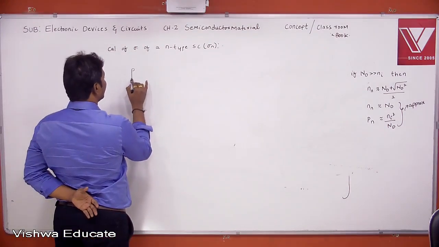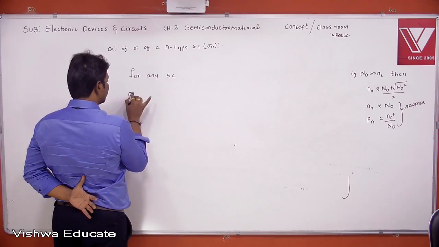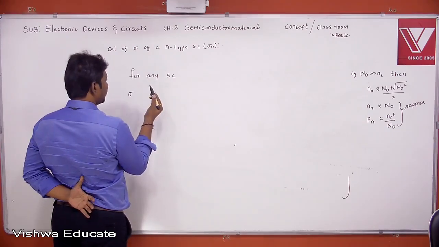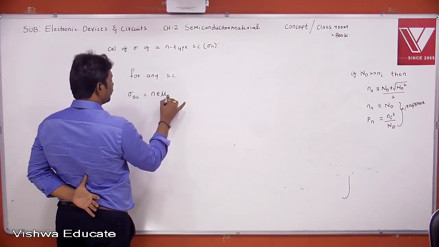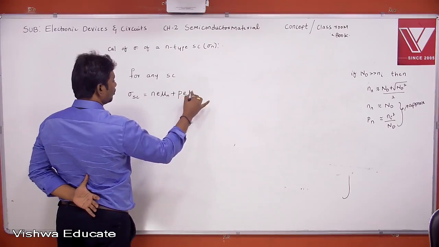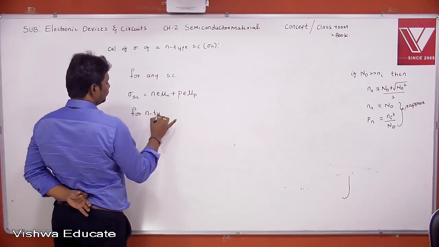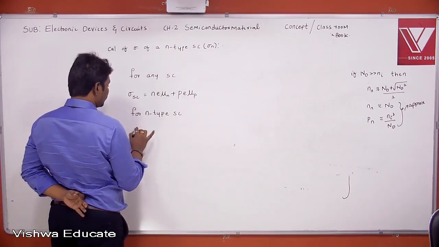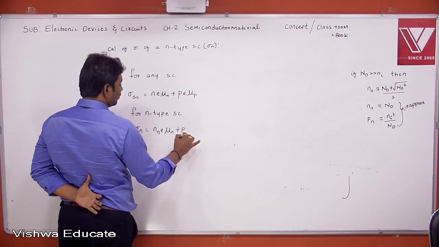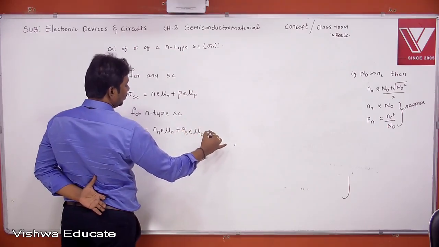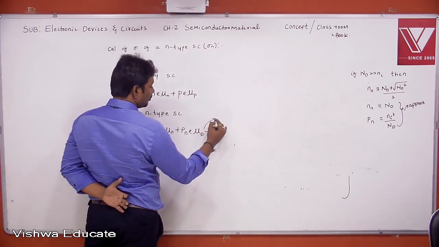First, I can define it for any semiconductor, which may be intrinsic or extrinsic. What should the conductivity be? N into E into mu n plus P into E into mu p. Now for an n-type semiconductor, sigma n equal to Nn into E into mu n plus Pn into E into mu p. This is the conductivity equation for an n-type semiconductor, and this formula is the exact formula.